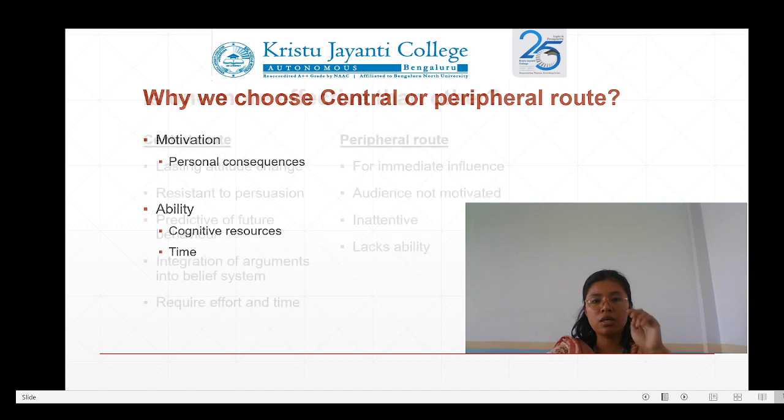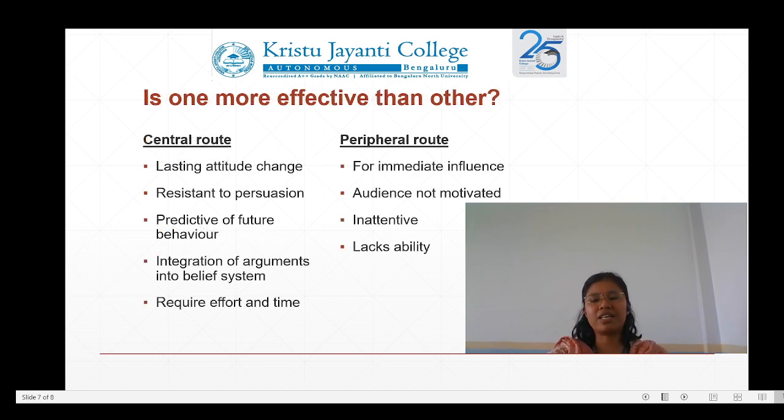Now, which one is more effective? It's not that one is better. It depends completely upon the scenario that you are in and the nature of the message. If the message is very important and bears personal consequences, probably you'll use the central route. What you need to understand is that when you're using the central route to persuasion, the change in attitude towards the target object is lasting.